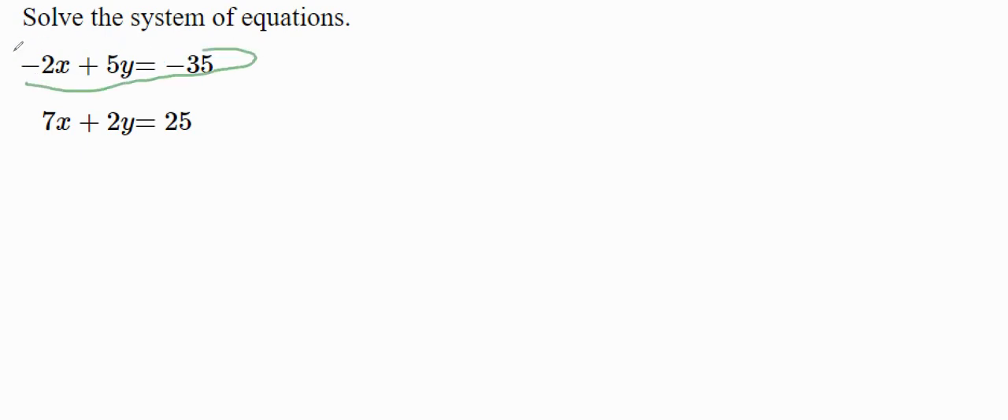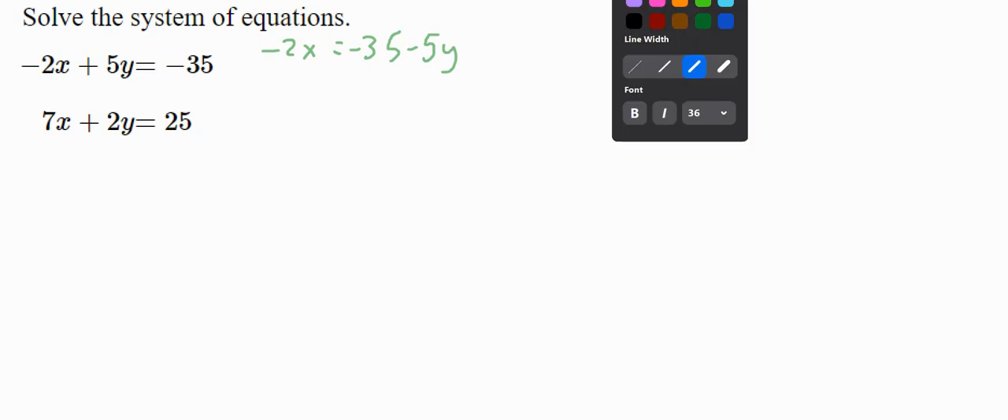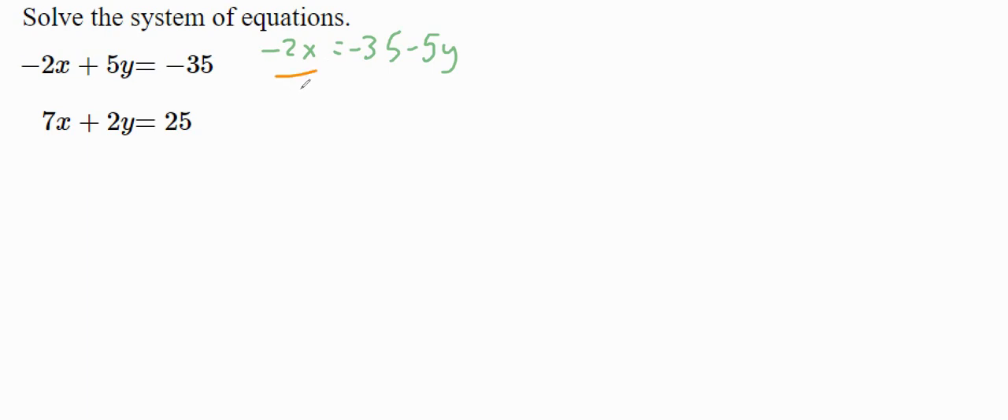I'm going to take this top equation though, and I'm going to solve this for x. And I'm going to do that by subtracting 5y first. So that would give us -2x equals -35 minus 5y. And we have to be really careful with these because it's super easy to make a mistake. And then I'm going to divide everything by -2. And that's going to give us x equals 17.5 plus 2.5y.